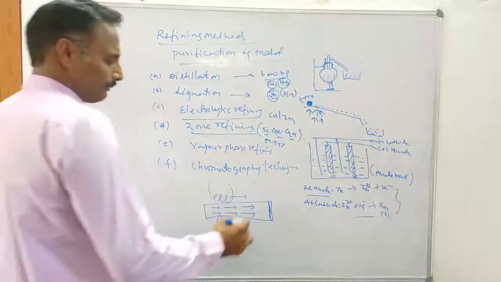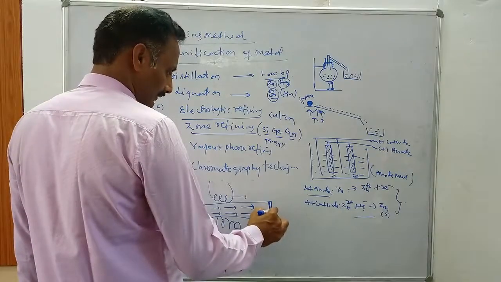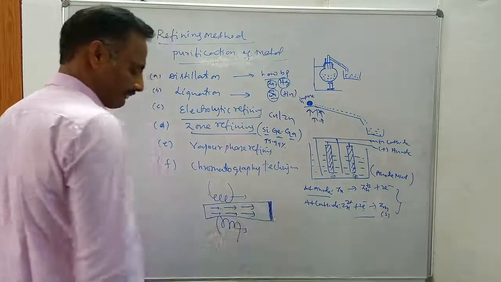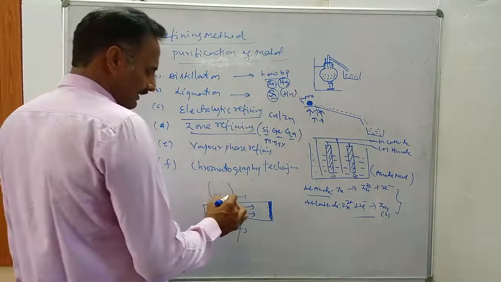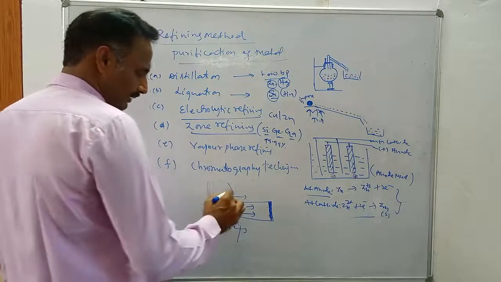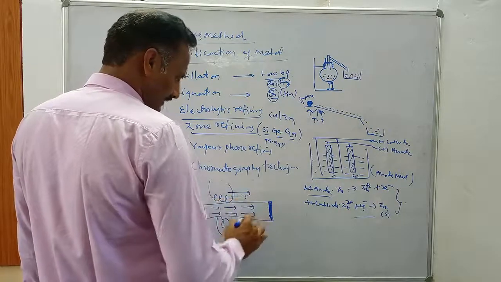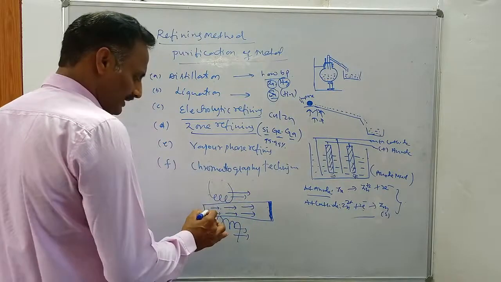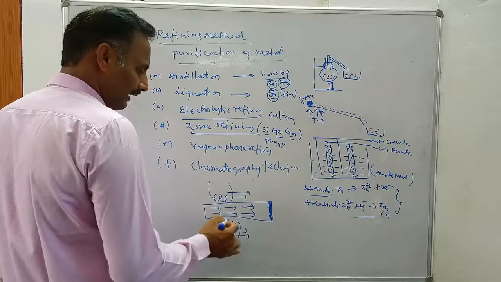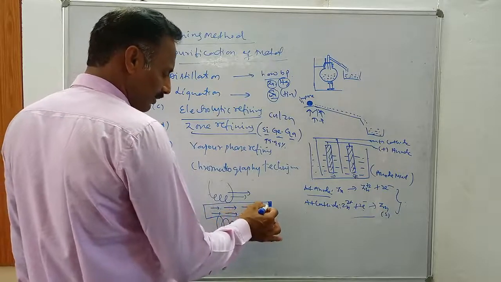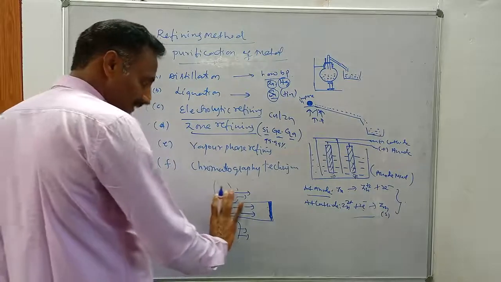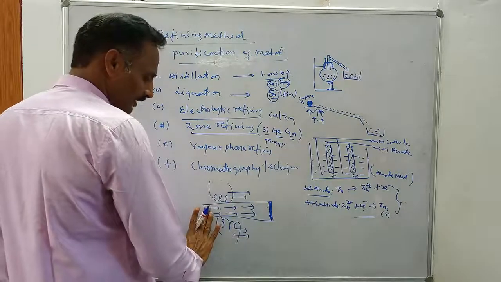Then this portion is cut and thrown away from the metal rod. The movable heaters must move in the same direction. When they do, the impurities present in the metal rod move in the same direction, and the impurities are more soluble in the molten zone than in the solid zone.